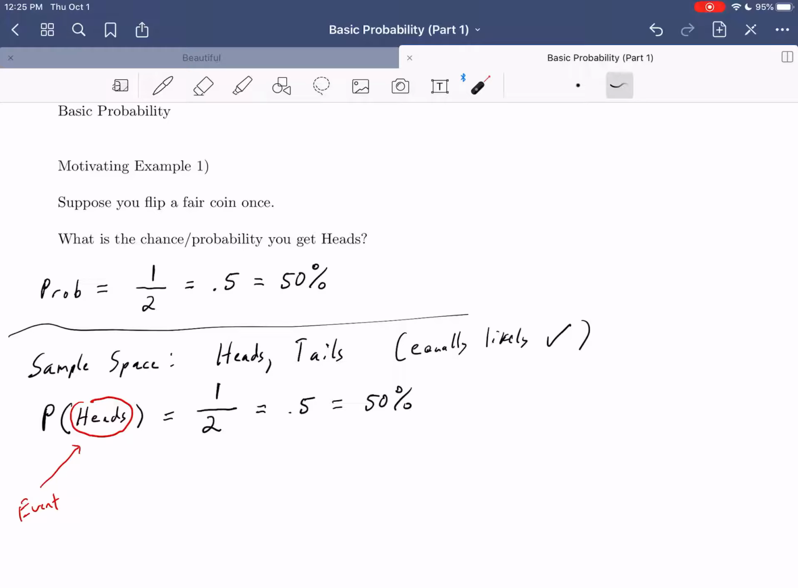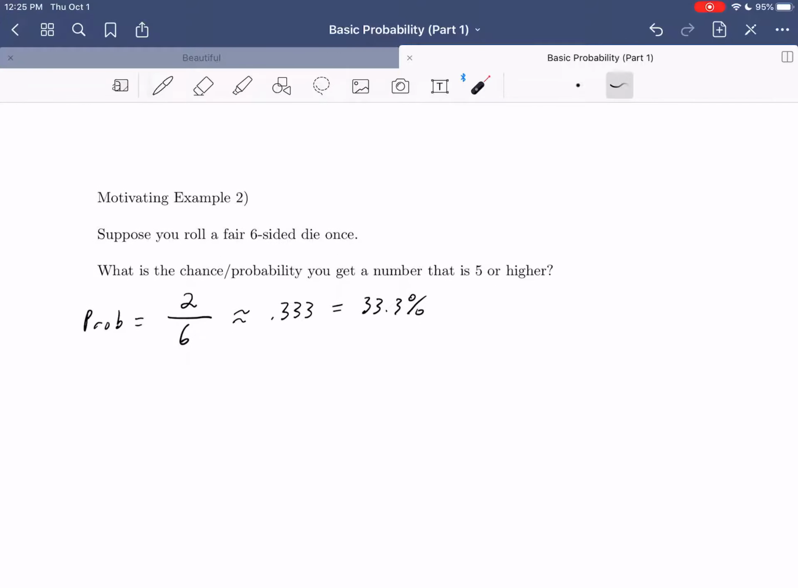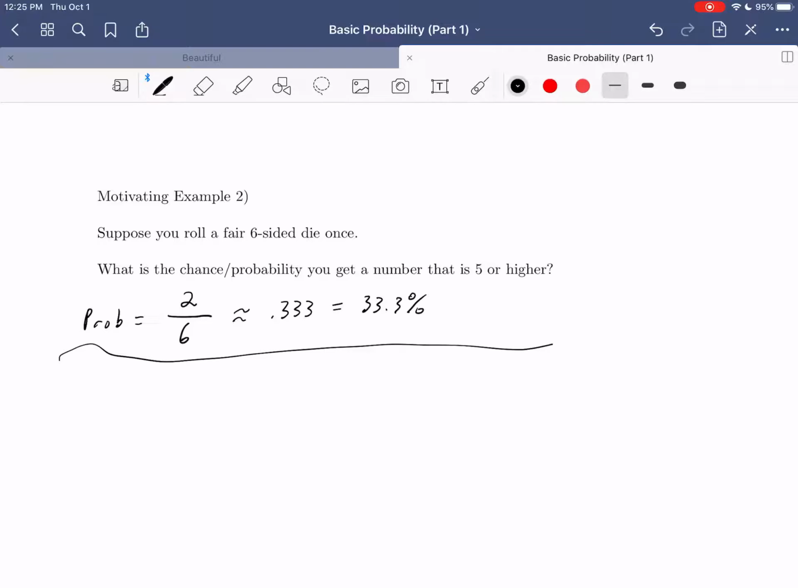Okay, let's try to do the same thing with the second motivating example, just to make sure we're comfortable with this terminology. Once again, we know we're going to get the same answer, but let's see what is going on behind the scenes. So let's talk about the sample space. Since we're rolling this fair six-sided die, we can assume that the sample space is the numbers 1, 2, 3, 4, 5, and 6, right? One of those things is going to happen because the sides of the die are labeled 1 through 6. Then we want to make sure: are these equally likely?